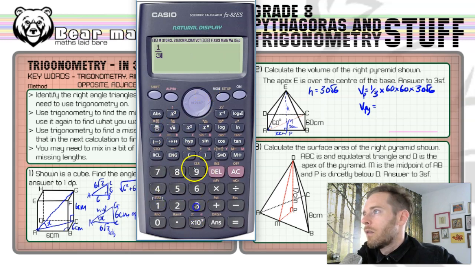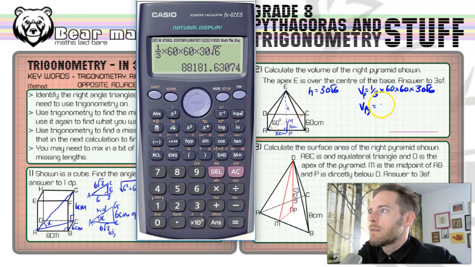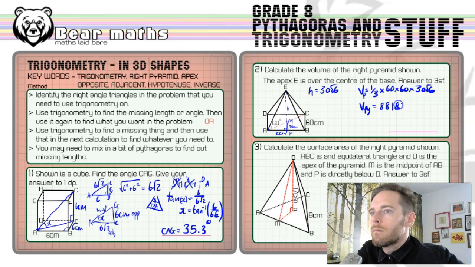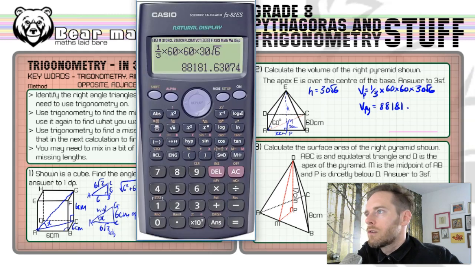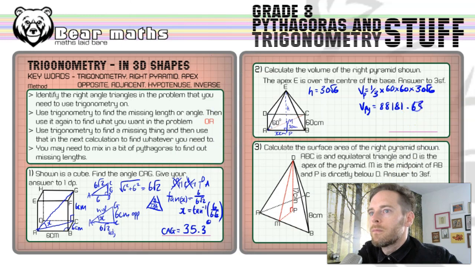Okay, and the volume of the pyramid, nearly said prism again, is equal to 1/3 multiplied by 60 multiplied by 60 multiplied by 30 root 6. There you go. So the volume is 88181.630 dot dot dot. And then we've got answer to 3 significant figures. So 1, 2, 3. There's our 3 significant figures. That's going to round up to a 2. So that's going to be 88200.